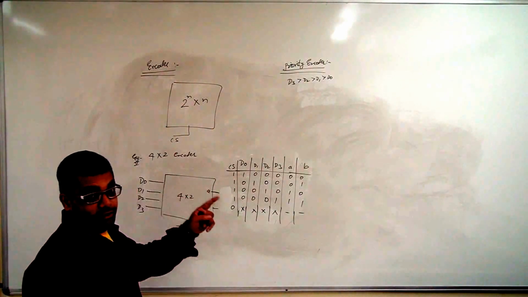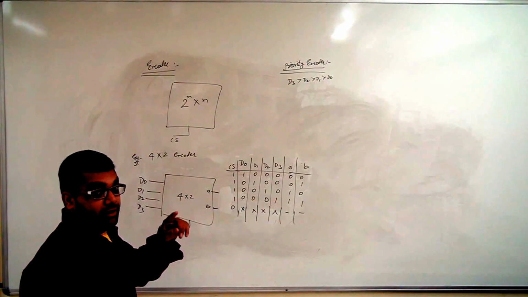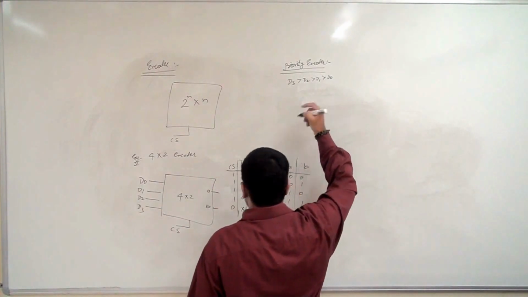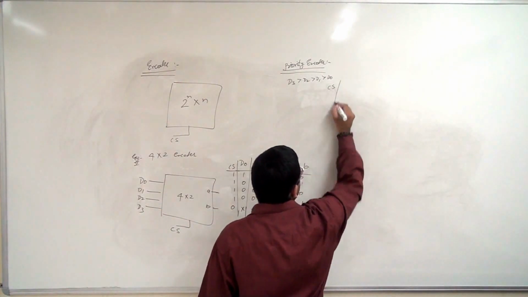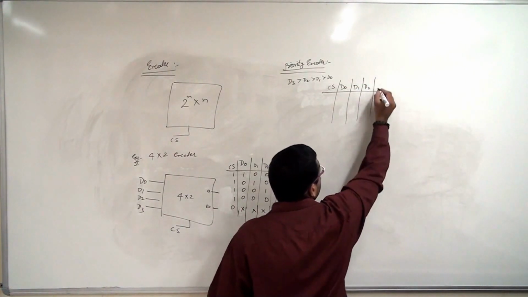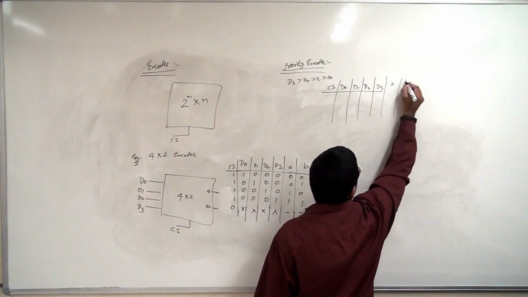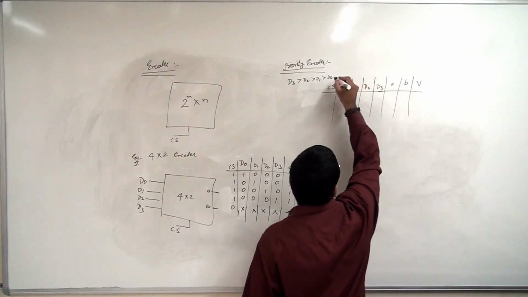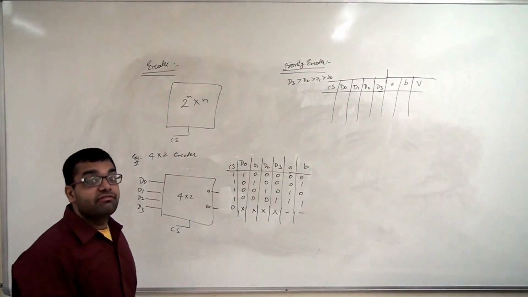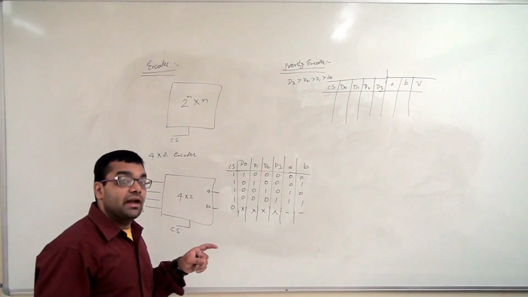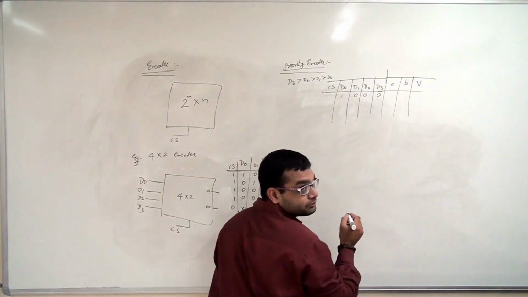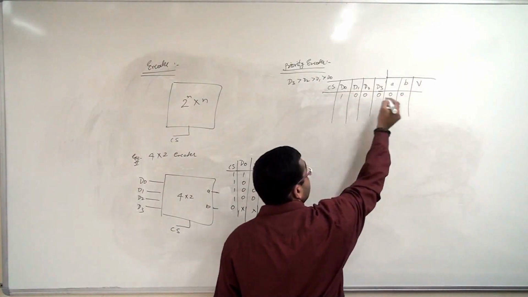That means for the value of D0 to affect the output, all the higher ones have to be 0. So I'll just draw the modified table. You can see the difference between an encoder and a priority encoder. These are the inputs, these are the outputs. V here denotes the valid input. That means the combination has to be a valid input. So if this is 1, the remaining higher ones have to be 0 for the effect of this input to be reflected at the output.